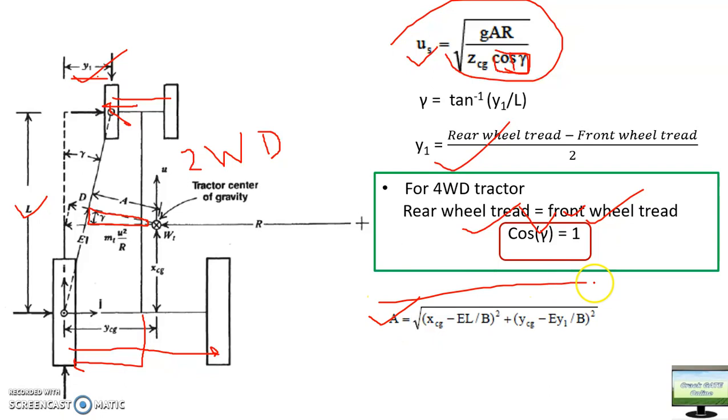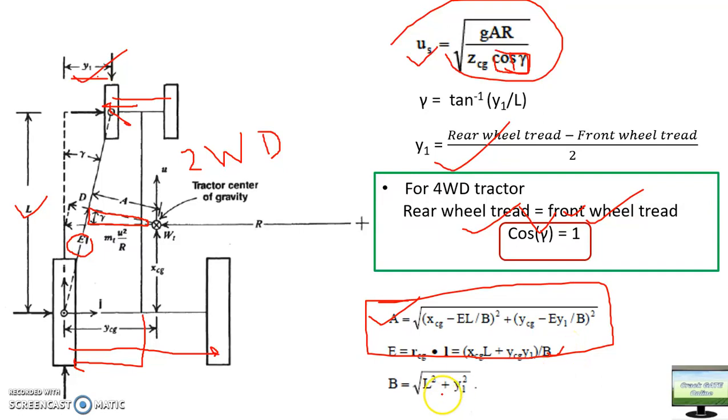So you can derive this A on the basis of simple geometry. Then the second thing will be your E. Okay, so this is your E. Again this is also simple geometry, and in this formula this B is coming. So what is B? B also you can derive: L square plus y1 square. This is your L and this is your y1. So your B is nothing but this length. So B will be from the simple triangle equation, the square root of L square plus y1 square.